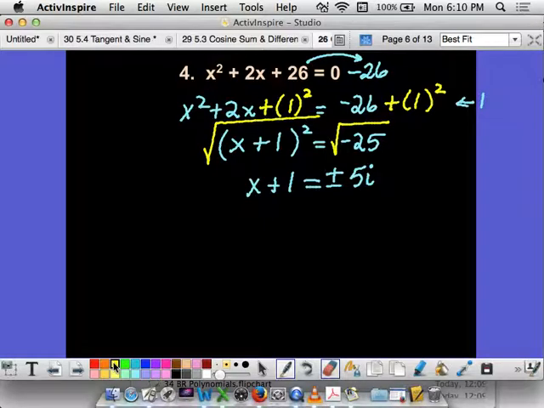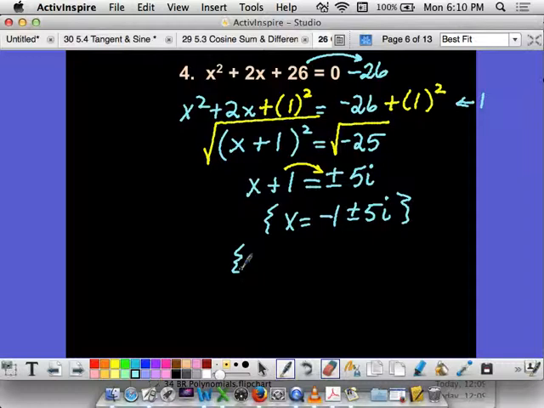When you take the positive 1 over, it becomes negative 1. So I have x is equal to negative 1 plus or minus 5i. I'm good with this answer. You can write it like that and I'm okay. Or you can write it as two different answers. In other words, negative 1 minus 5i and negative 1 plus 5i. Either way you write it is fine with me.